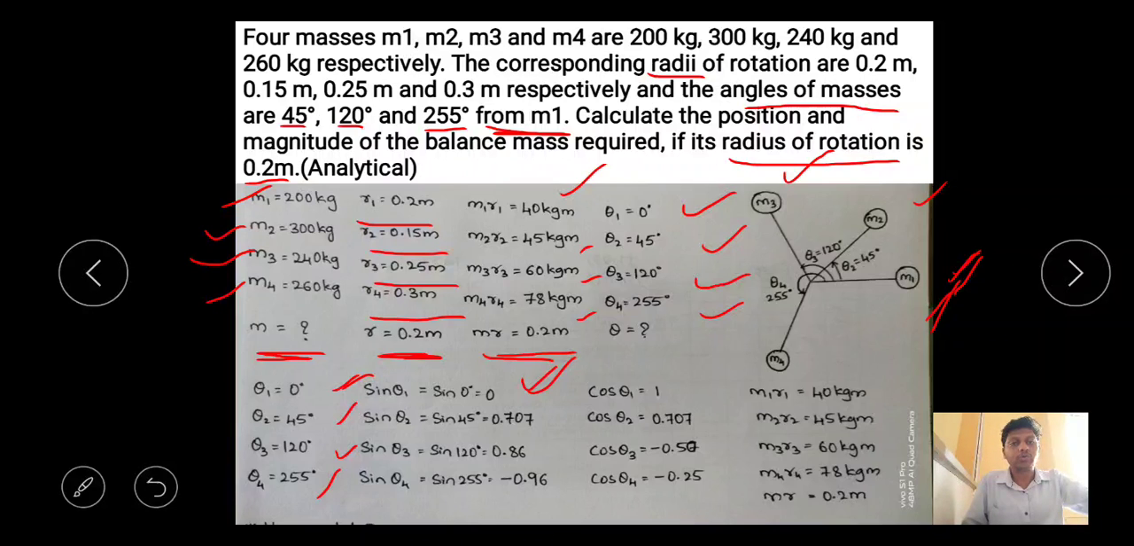Then sin theta 2, that is sin 45 degree, you get 0.707. Then theta 3, sin 120 degree, you will get 0.86. Then sin theta 4, that is sin 255 degree, if you type it you will get 0.96, a minus value, keep it as it is, minus 0.96. Now similarly you find cos theta 1, that is cos of 0 degree.